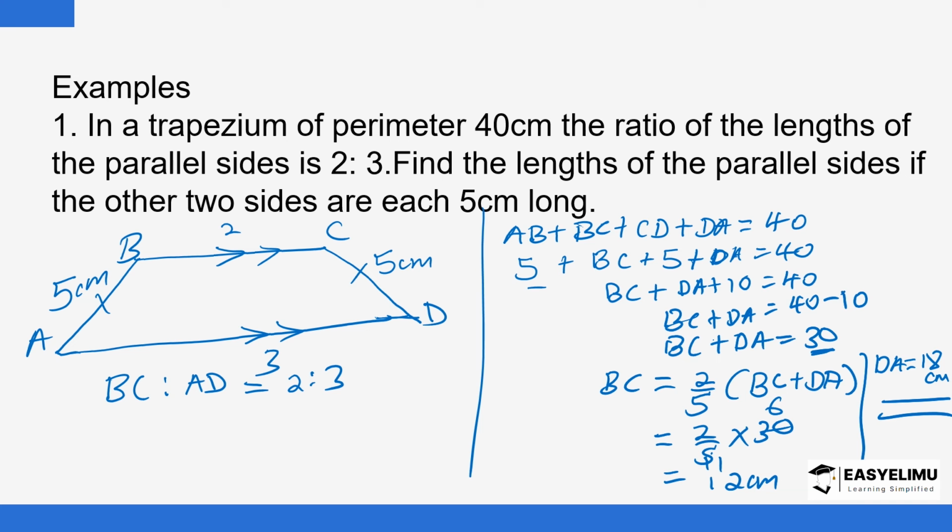So the perimeter: this one here is 12 and this is 18 centimeters. If you add all of them, 5 plus 12 plus 5 plus 18, this is supposed to be equal to 40. You see, because 12 plus 18 is 30, plus 5 is 35, plus 5 is 40.